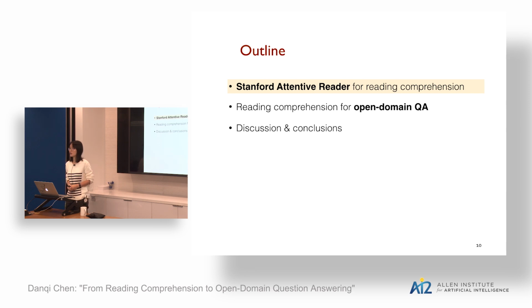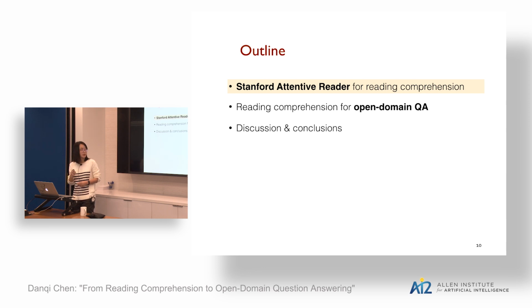So for this talk, I'm going to cover a few things. First, I want to introduce a model that we built about 2 years ago. We call it the Stanford Attentive Reader, which we built for advancing reading comprehension. And the next part, I'm going to talk about how we can leverage reading comprehension systems for an even broader domain, for open-domain question answering. And I think many of you have been working in this space, so today I would like to spend a bit more time on the discussions and also talk about the future directions and the main challenges we are currently facing.